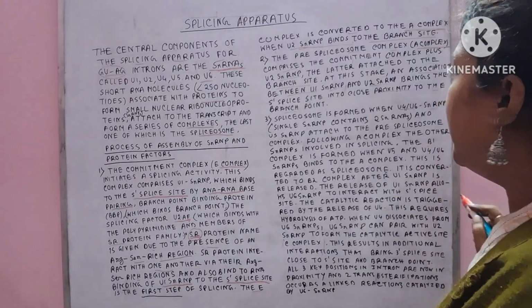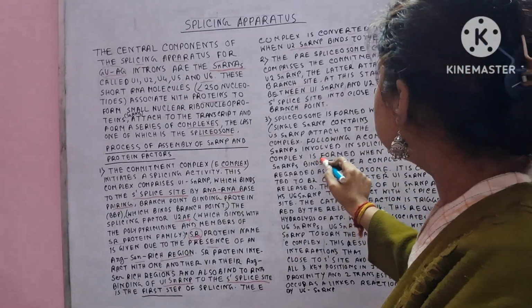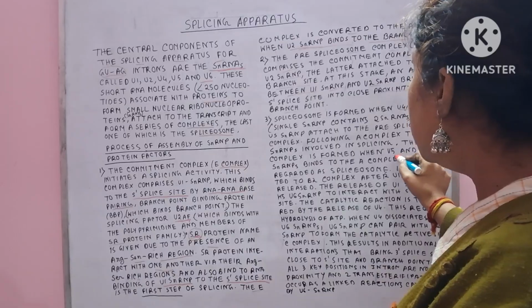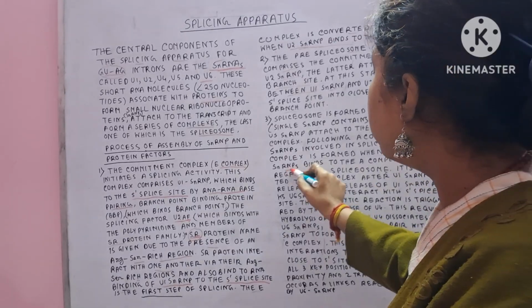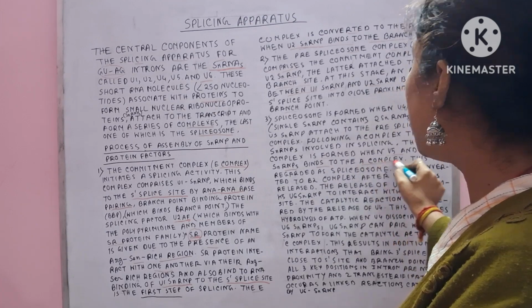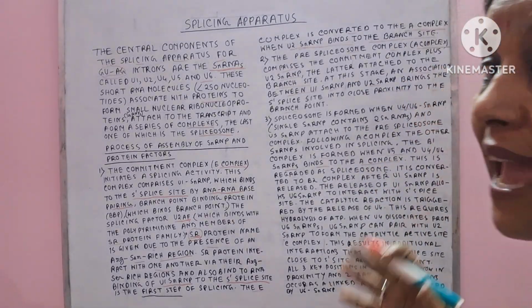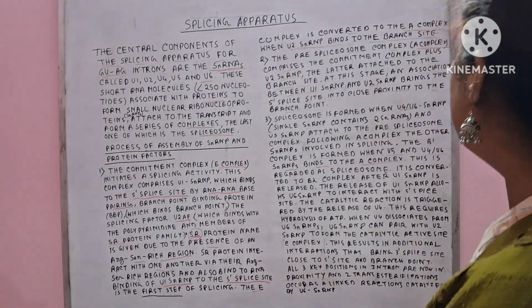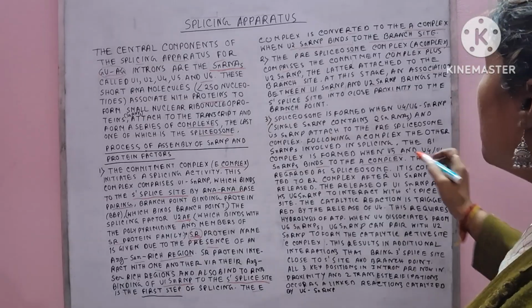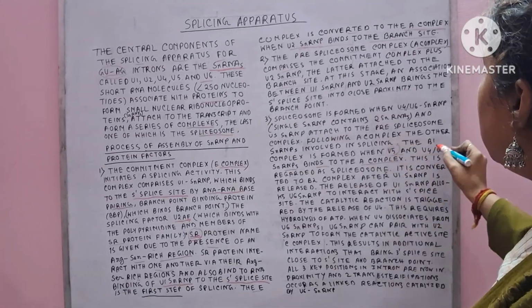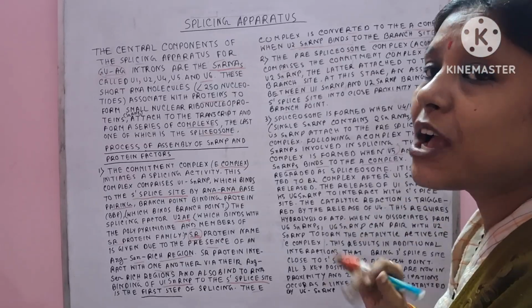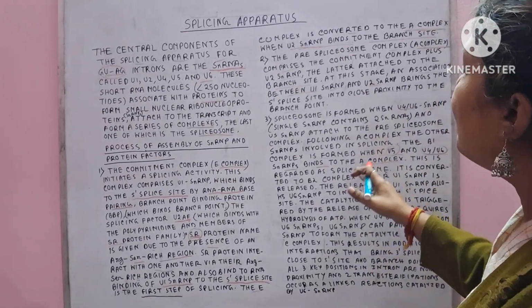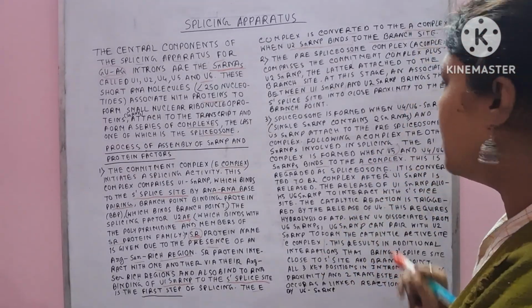And the B1 complex is formed when U5 and U4/U6 snRNPs bind to the A complex. So now the A complex is converted to the B1 complex when U5 and U4/U6 both bind with the A complex, and that way the A complex is converted to the B1 complex. Clear?